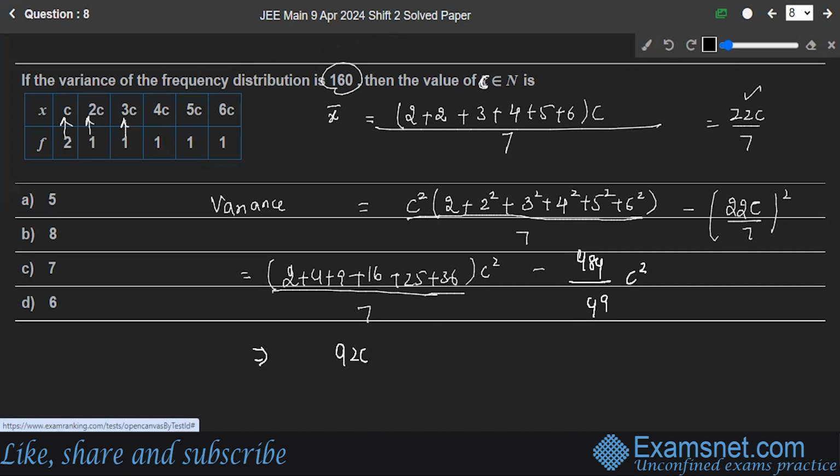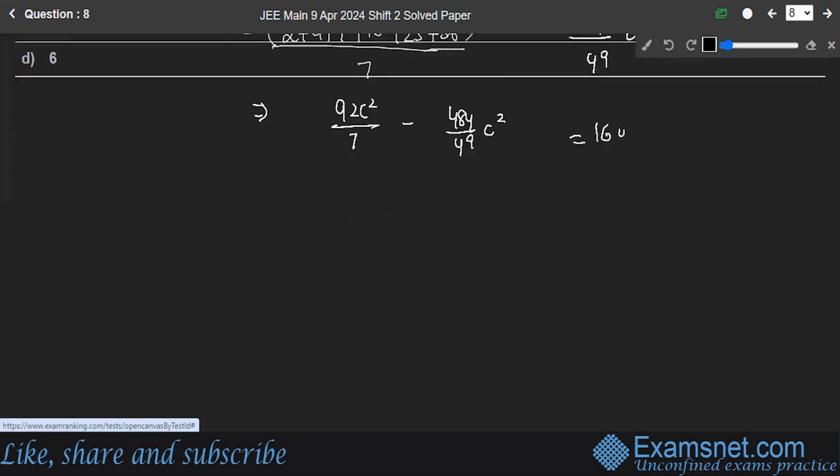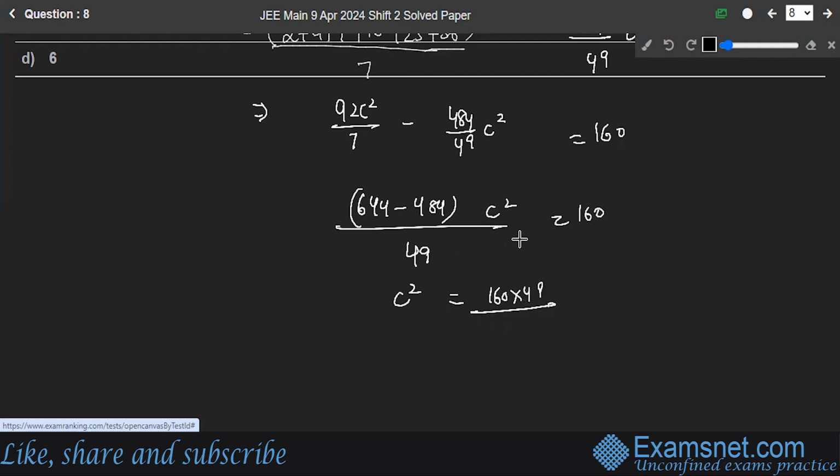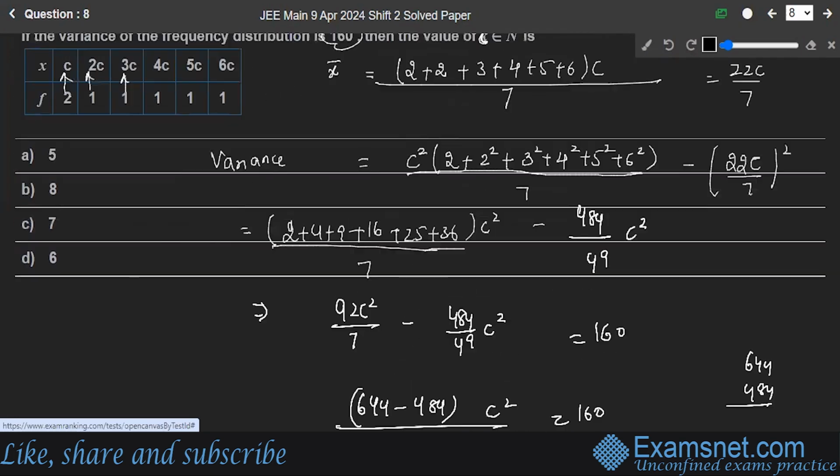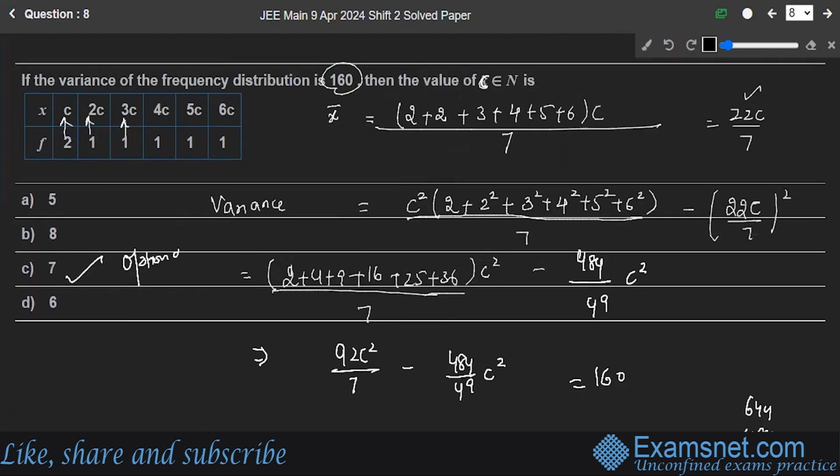This gives me 92 C square upon 7, right? And this is 484 upon 49 C square. So let's take the LCM. That is equal to 160. It's given in the question. So 49, 92, 6, 7 is out. This gives you 644 minus 484 C square, common 160. C square will be given by 116 to 49 upon 1 to 49. And the difference between the two is equal to 160. I think, wait, 644 and 484. Yes, that's 49. And C will give you the value as 7. So this is the answer to the question. Option D. Option C, sorry.